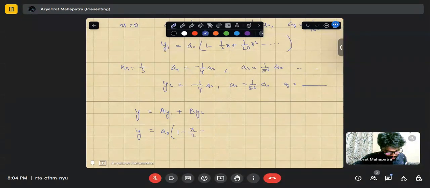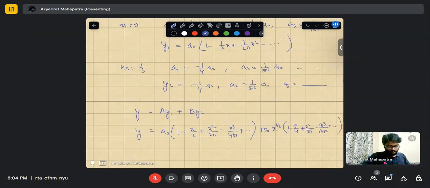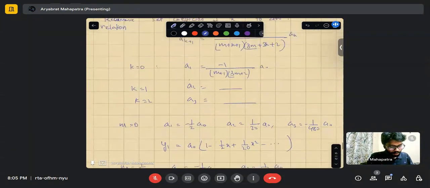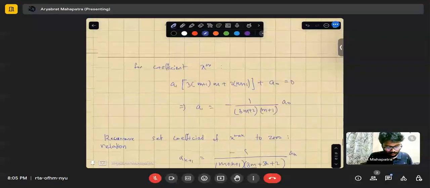You will find it minus x by 480 plus 12 plus b naught x cube times 1 minus x by 4 plus x squared by 56 plus x cubed by 1680 plus so on. Yeah, that is your final solution. That is how you solve a differential equation about singular points.